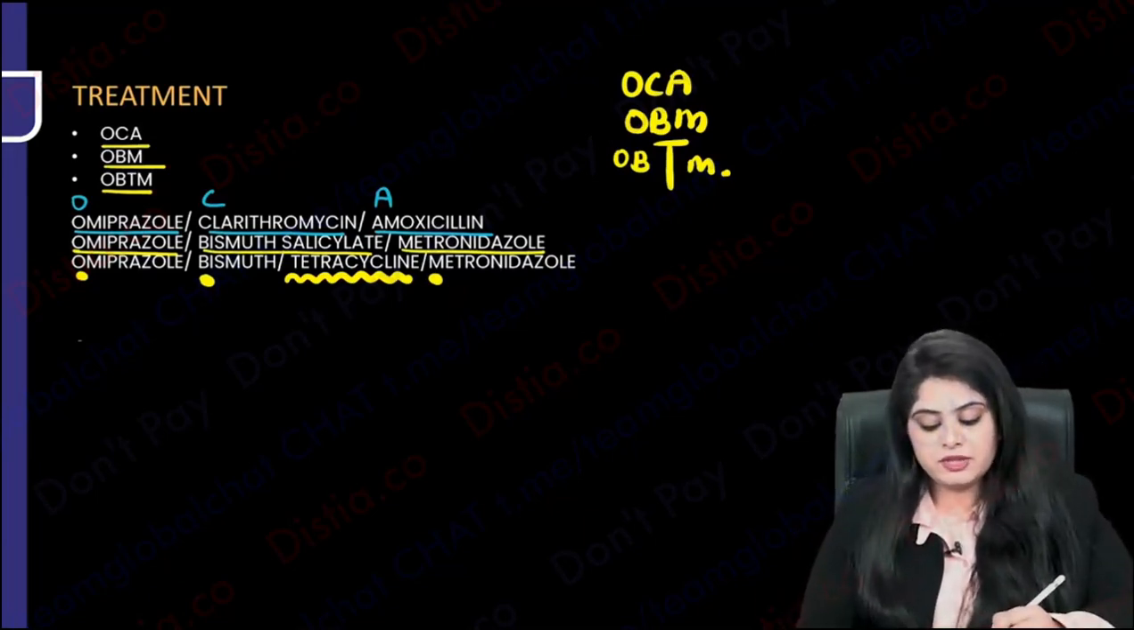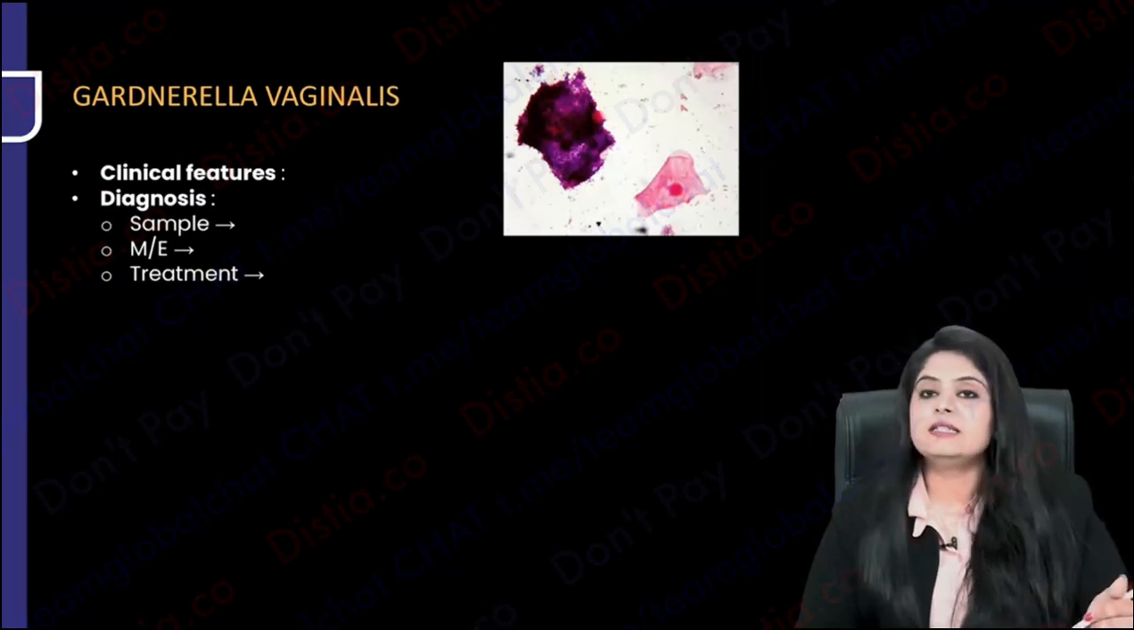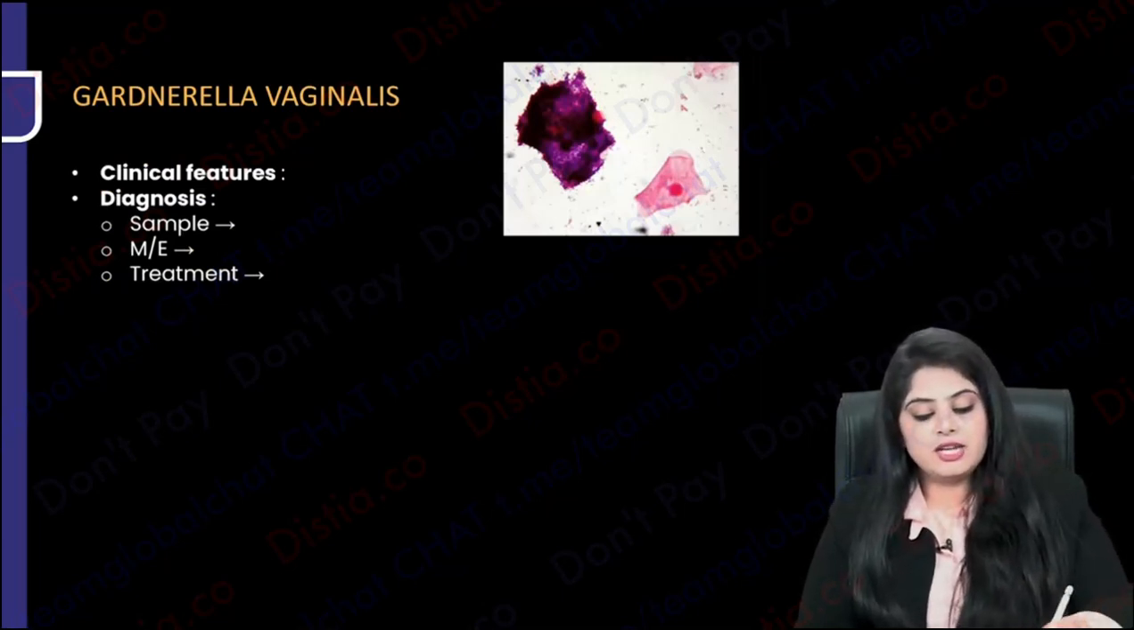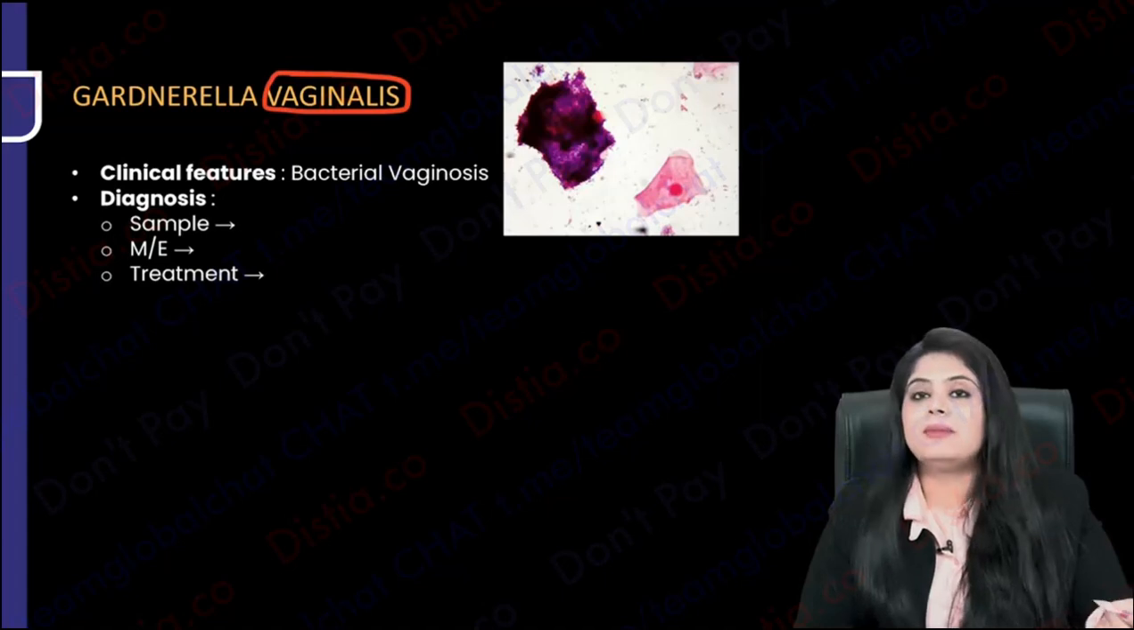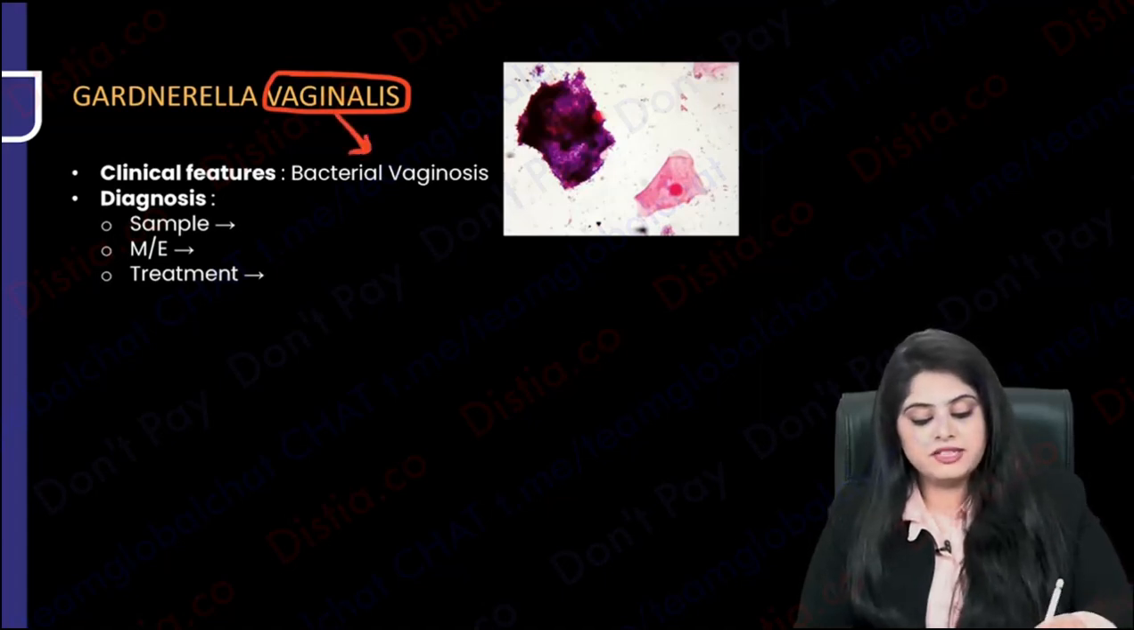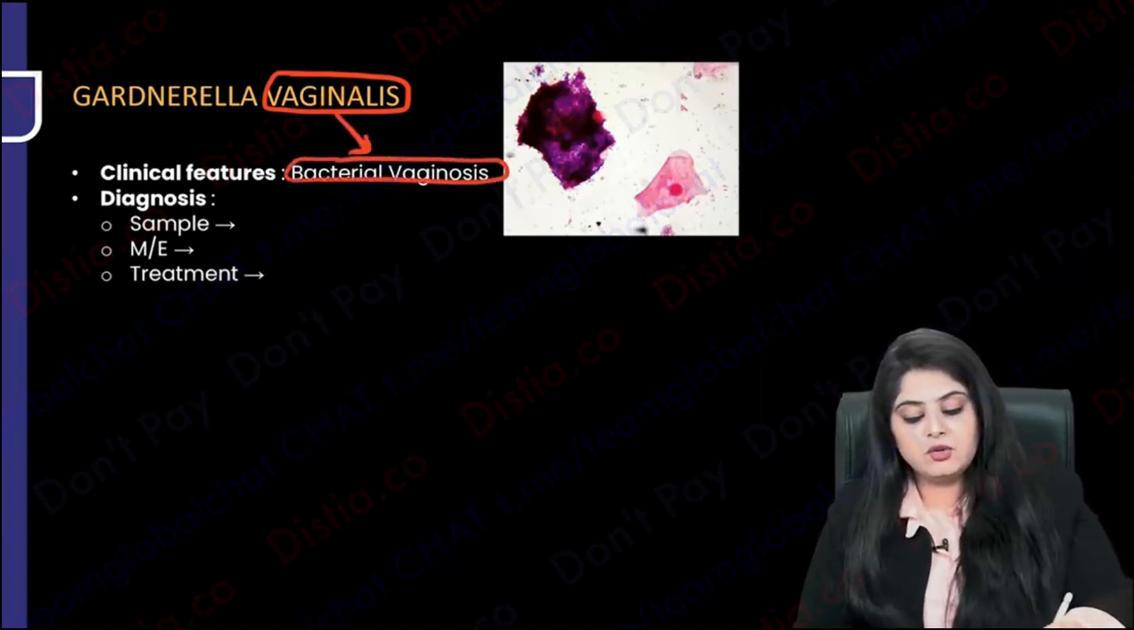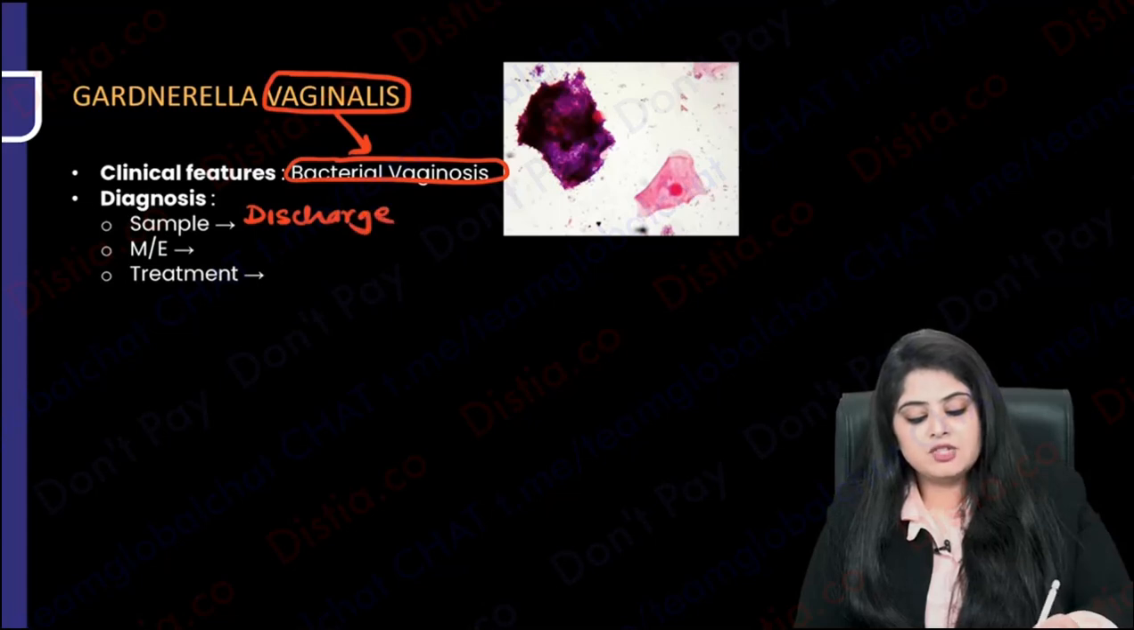Now I move on to the next one, which is a very short 5-minute thing. The next organism is Gardnerella vaginalis, which tells me that this is going to cause a vaginal infection, bacterial vaginosis, common sense. This causes bacterial vaginosis, for which the patient will have a discharge per vaginum.